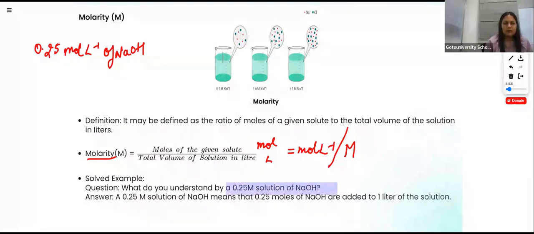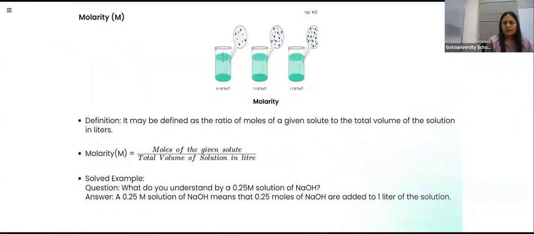0.5 molar solution of NaOH. This means that 0.5 moles of NaOH is present in 1000 ml of solution, or say 1 liter of solution, right?